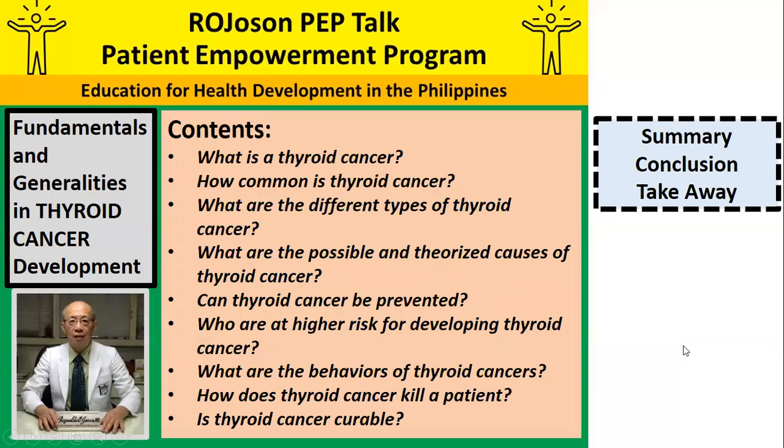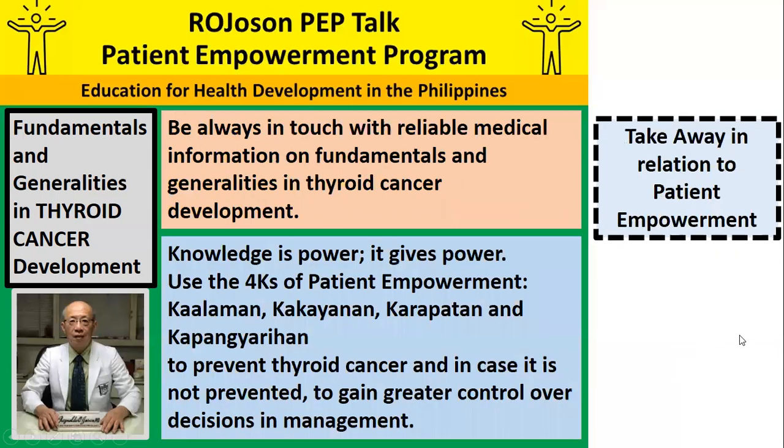A summary, conclusions, takeaway. I have expounded on this. What is thyroid cancer? How common? What are the different types? What are the possible theorized causes? Can thyroid cancer be prevented? Who are at higher risk? What are the behaviors? How does thyroid cancer kill a patient? Is thyroid cancer curable? Takeaway in relation to patient empowerment.